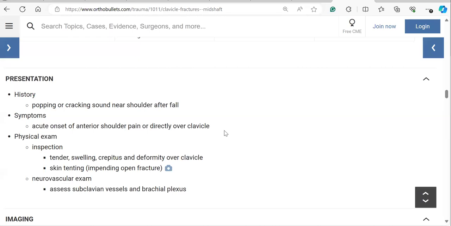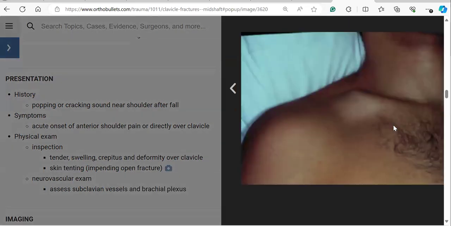But there are lots of ins and outs in it, so you can go through this guideline to have some more idea. So this is the skin tenting I was talking about. If you see skin tenting like that, it is definitely a displaced clavicle fracture, and this needs reduction and surgical correction. Okay.